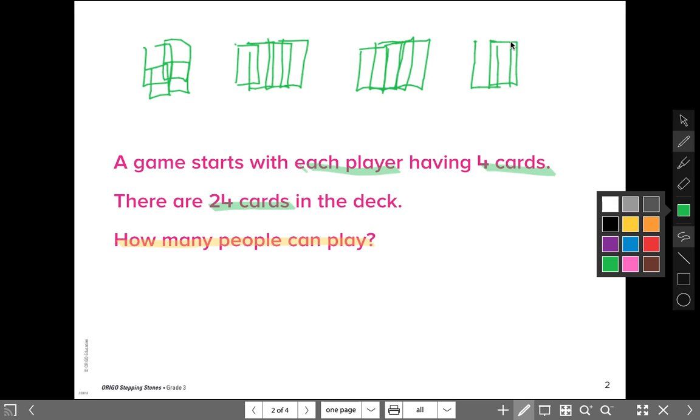Okay, the next player has 4 cards in her hand. 4, 8, 12, 16. I might write 16 just to keep track so I make sure I don't lose track. Okay? All right, here's the next player with their cards. They're holding their cards a little different. Okay? How many cards is this? 20. Okay, so can I keep going? Yes. Okay.